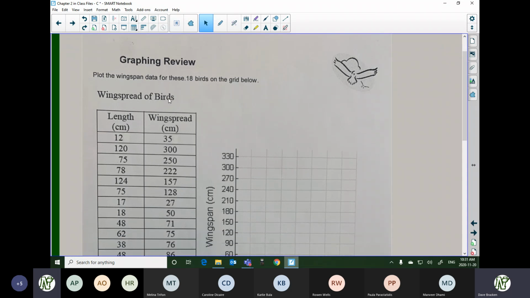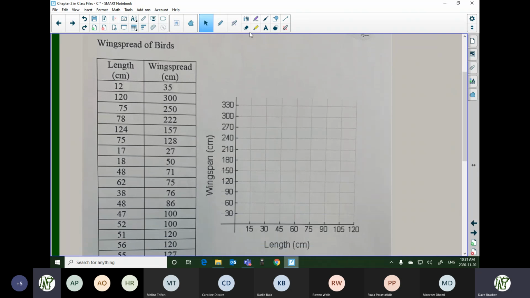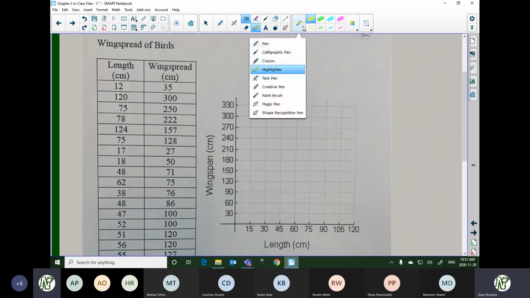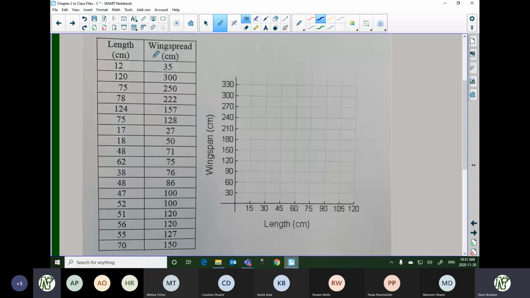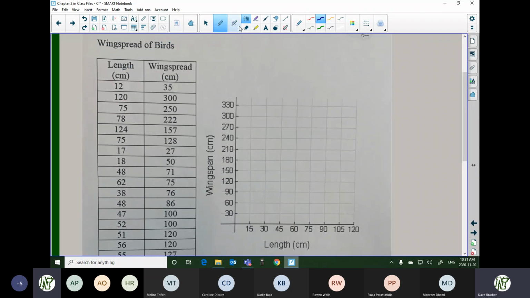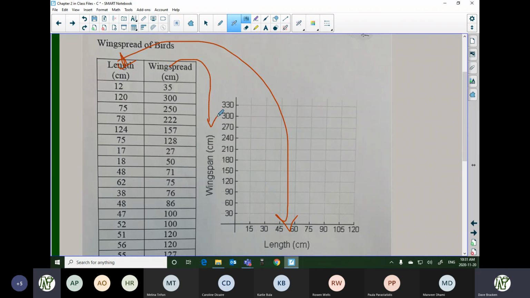Now, plot the wingspan of these 18 birds. Okay, and here's what we're going to do. I'm going to just get you started and then turn you loose. When we plot the points, the first column always goes on the bottom. The first column of your table right here always goes on the bottom. And then the second one always goes on the side.